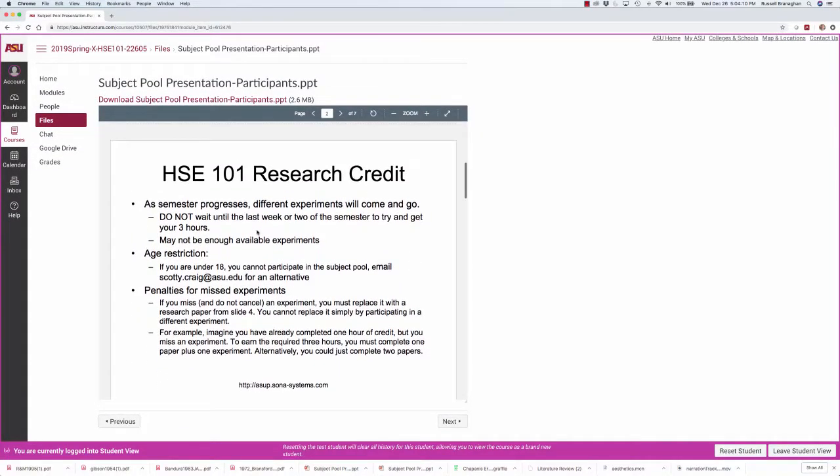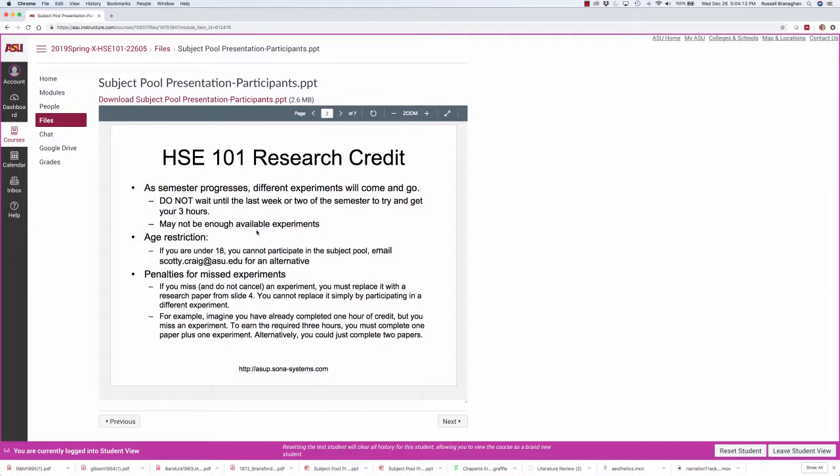I'll mention a few other things about it. These are just tips. As the semester progresses, different experiments will show up in the SONA system. Please don't wait until the last week or 2 of the semester to try and get your 3 hours because there might not be enough available experiments during that time. I should also mention that there's an age restriction. That is, if you're under 18, you can't participate in the subject pool. Instead, please email Scotty Craig, that's scotty.craig@asu.edu, for an alternative approach to doing this.